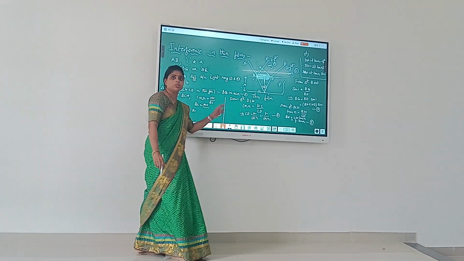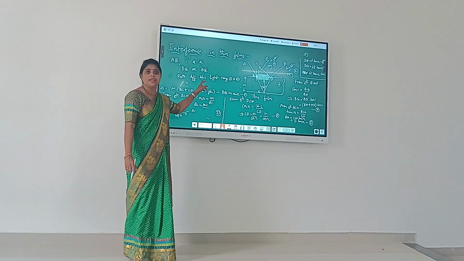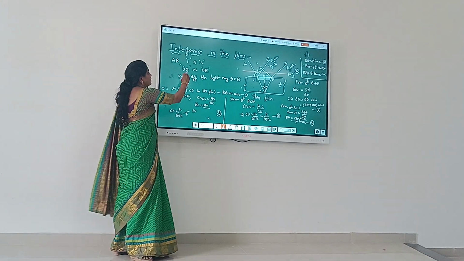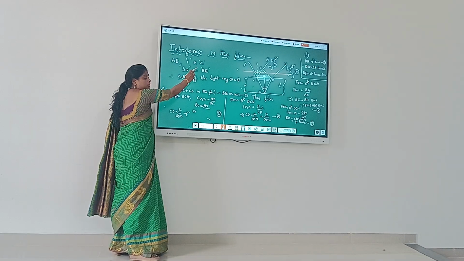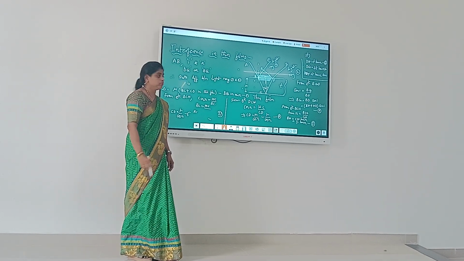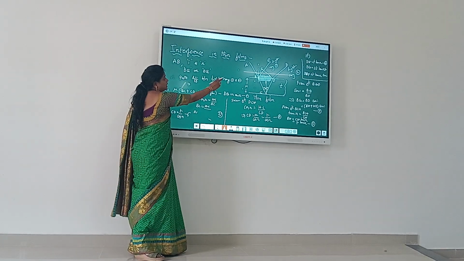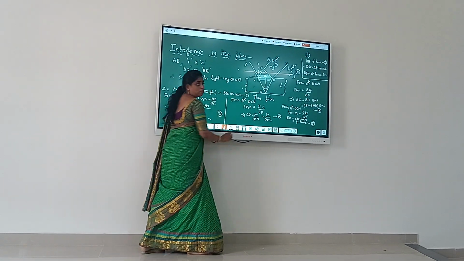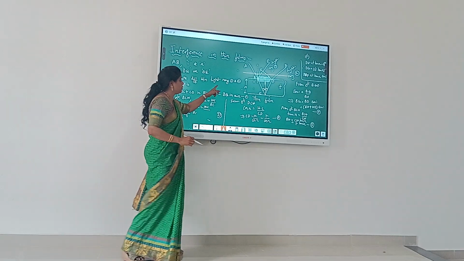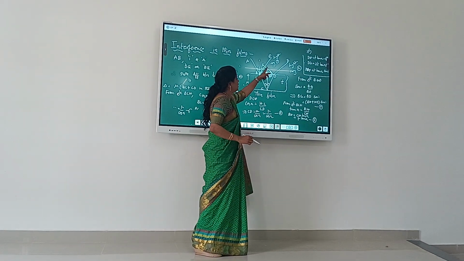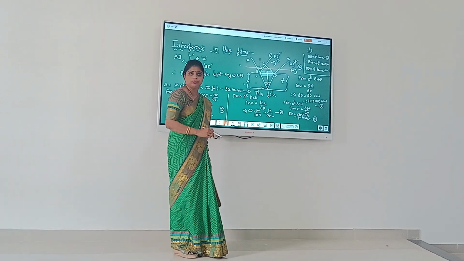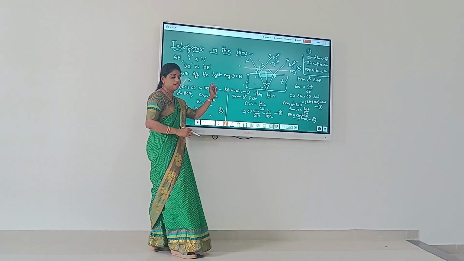So what is our aim? To calculate the path difference using the thin film. Angle of incidence I and angle of refraction R. Here AB is the incident ray, DC is the normal line and BE is the reflected ray. So to calculate the path difference between reflected rays BE and DF, reflected ray 1 and reflected ray 2.